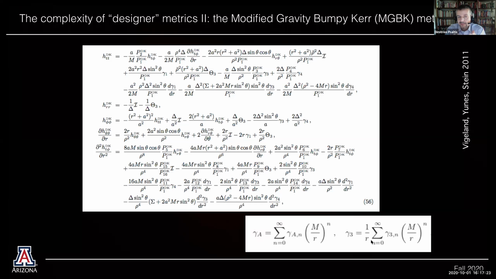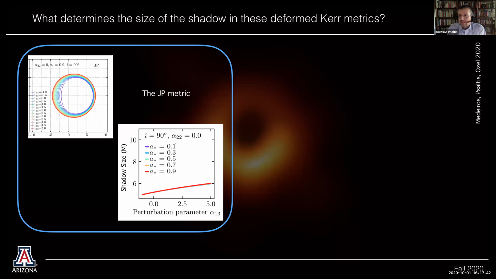But good luck trying to figure out what aspect of this metric actually is the one that determines the size of the shadow. And more importantly, good luck trying to figure out how to compare these parametric deviations with what we learned, for example, from the solar system. So we did what everybody else thought of doing, which is, okay, let's not worry yet about understanding it. Let's try to calculate those shadows with computers.